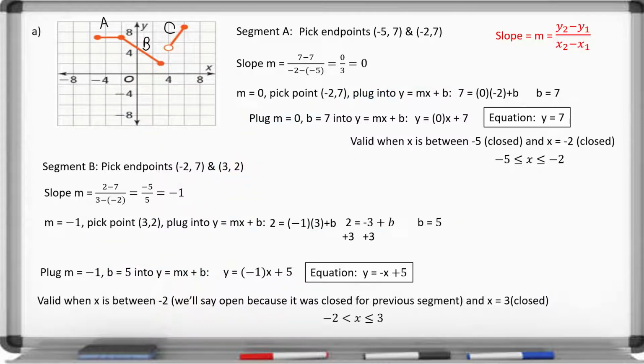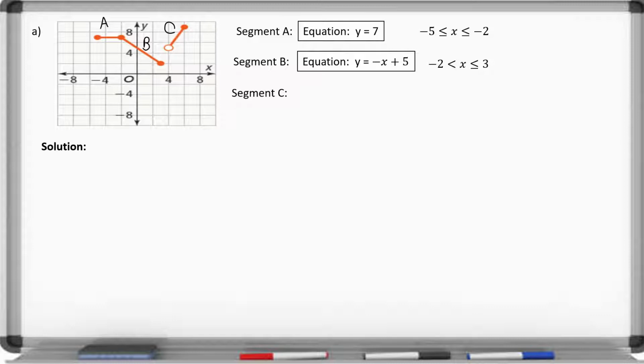All right, in that case, if we put it together, we get x is between negative 2 and 3. Notice that it's closed for 3 and it's open for negative 2. All right, so now I just want to summarize segment A and segment B. Now our job is to find segment C and finish it up.